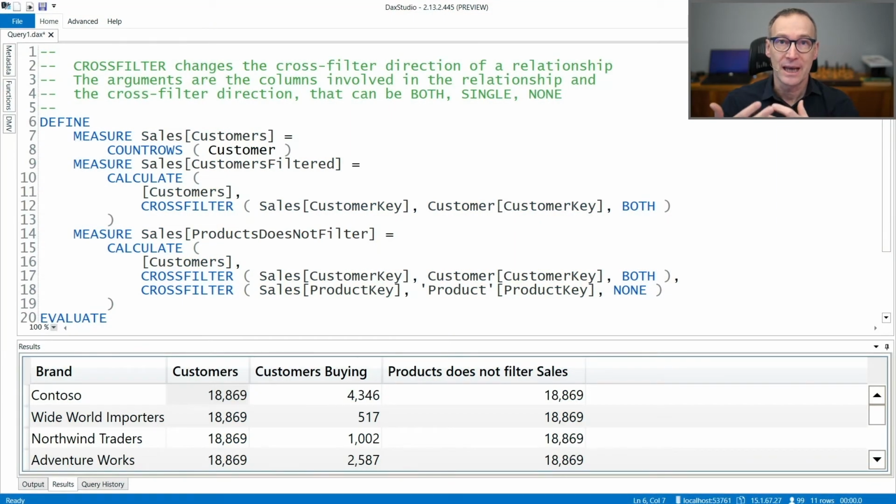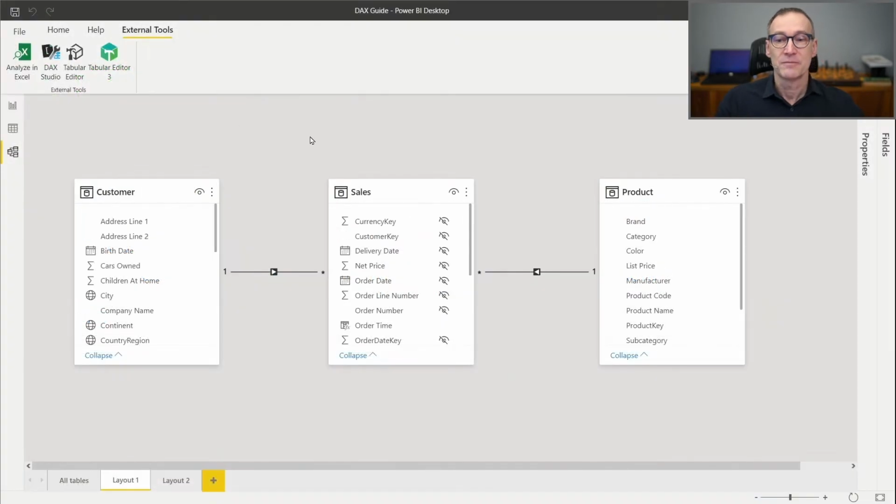CrossFilter is a calculate modifier that lets you change the cross-filter direction of a relationship. You can use it inside calculate in order to make a relationship bidirectional, unidirectional, or disable the relationship. In order to understand its usage, let's start by looking at a data model.